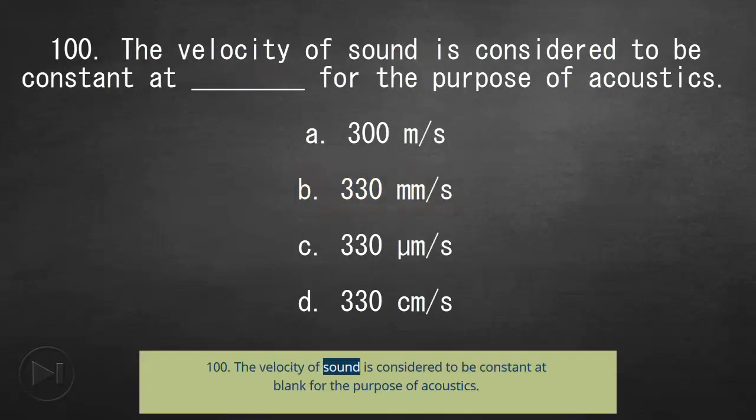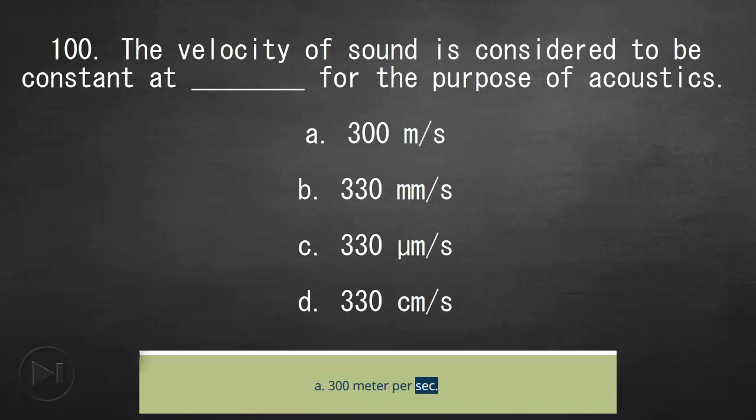100. The velocity of sound is considered to be constant at blank for the purpose of acoustics. A. 300 meters per second. B. 330 millimeters per second. C. 330 micrometers per second. D. 330 centimeters per second. Answer, A. 300 meters per second.